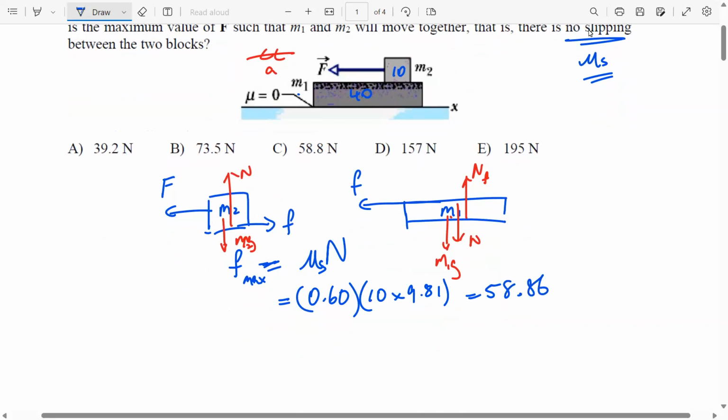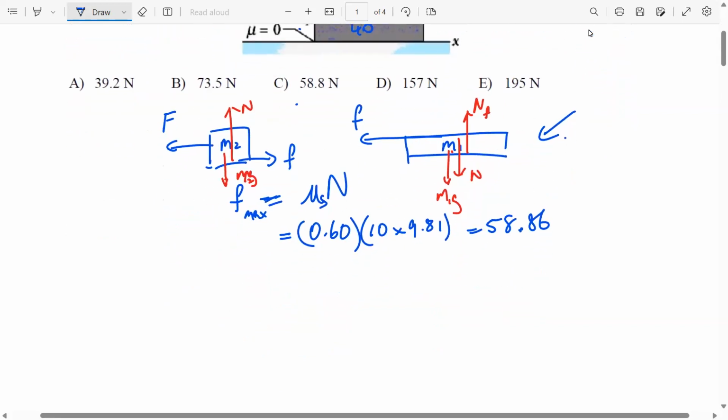Now, in the older Olympiads, they use 9.80, so there will be some slight changes, definitely. So now we know the maximum friction. That is the friction that is going to accelerate M1, but we don't have F yet. Although I see 58.8 at C, that's not the answer yet, so don't get tricked there. So our acceleration is equal to F over M1. You'll get 58.86 divided by 40 kg, and pressing on the calculator, you get 1.4715.